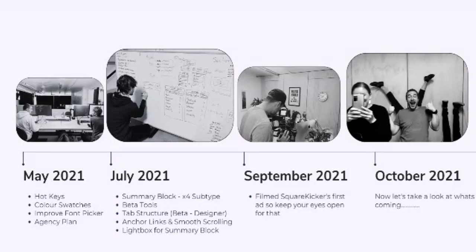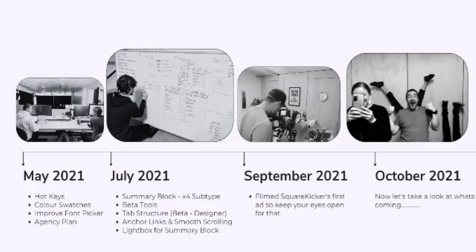And then we also released beta tools. So you would have seen some of the animation features that we're going to announce today. If you were a designer, you would have had a beta flag switched on, and that would have been our anchor links and our smooth scrolling, as well as lightbox for summary block. So that's when you click on a summary block and that image opens up as a full screen.